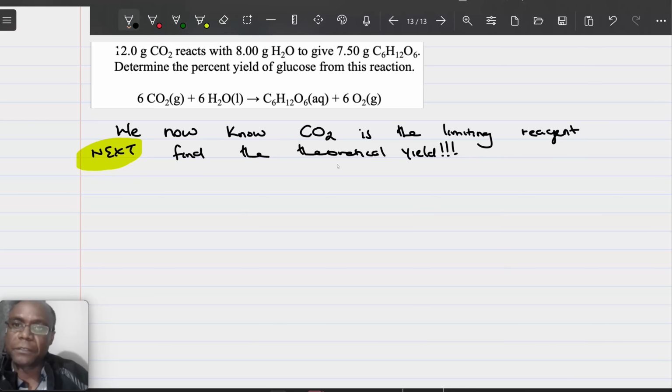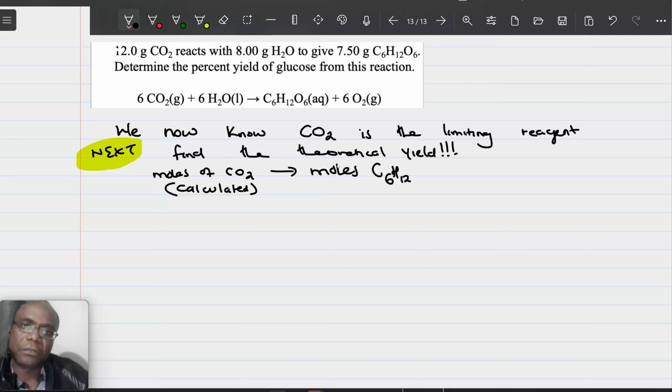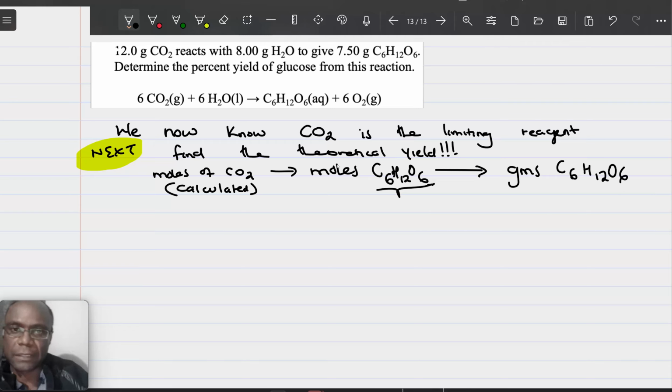And now next, we're going to find the theoretical yield. To find the theoretical yield, we are going to go from the moles of CO2 that we've calculated. This one has been calculated already. And then from there, we'll take it to moles of our product, C6H12O6. We need to know in theory how much glucose we should make if there's no errors in the reaction. And then we'll convert that to grams of the product, glucose, which is C6H12O6.